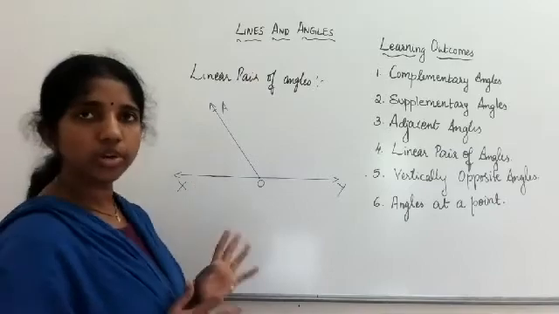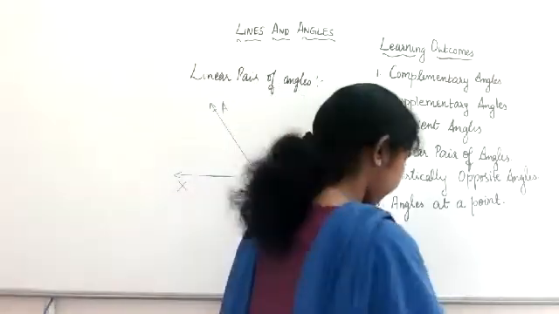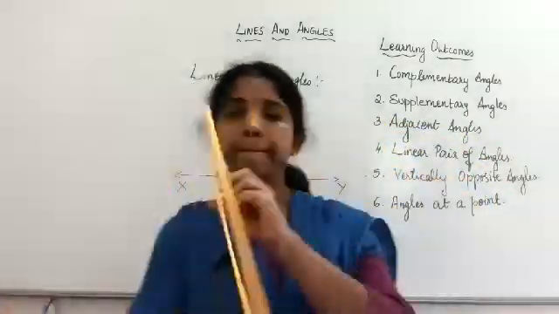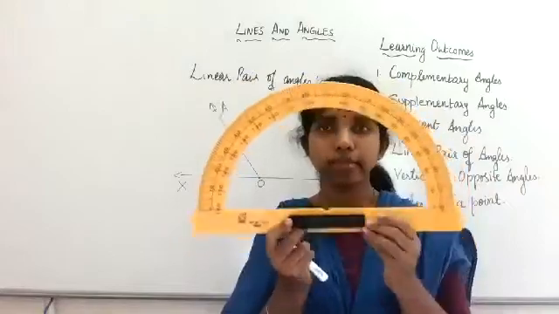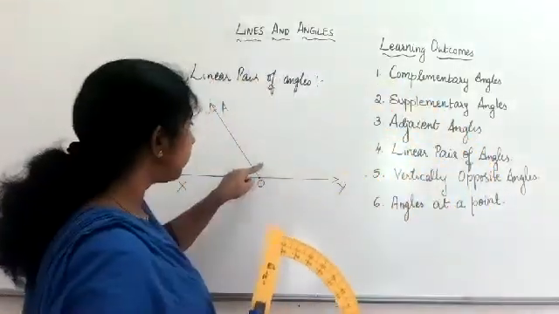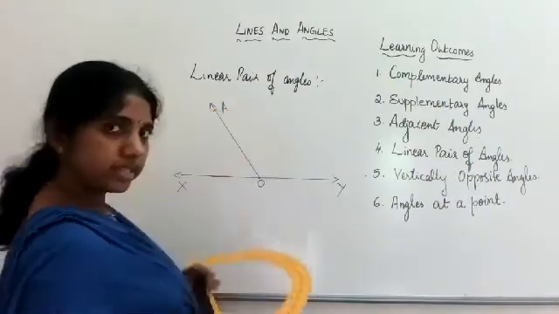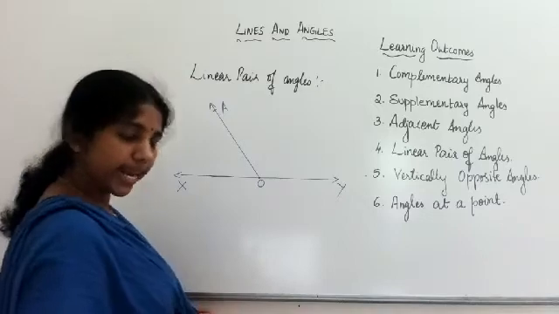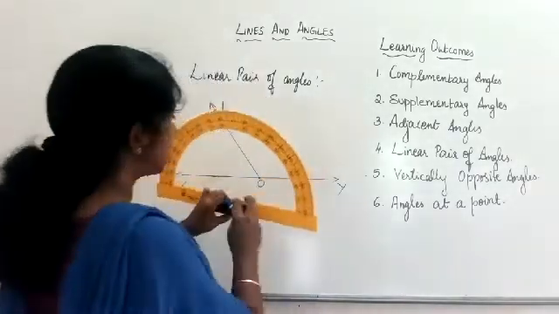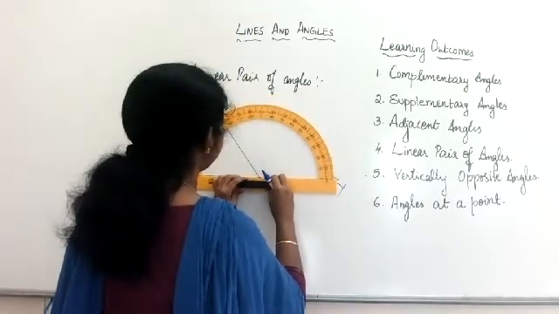So you got two adjacent angles. Now what is that linear pair? We will see now. This is a protractor, right? So I have a protractor in my hand. Using this protractor, I will measure these two angles. I have drawn a line and there is a ray falling on that line. So now I am going to measure the angles.